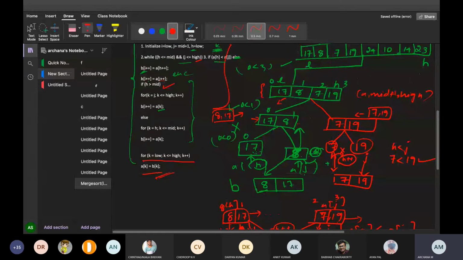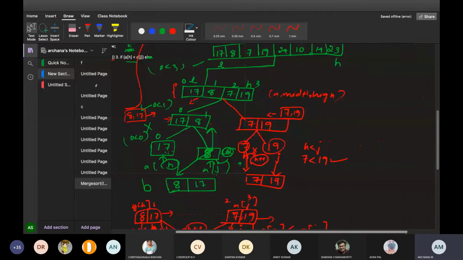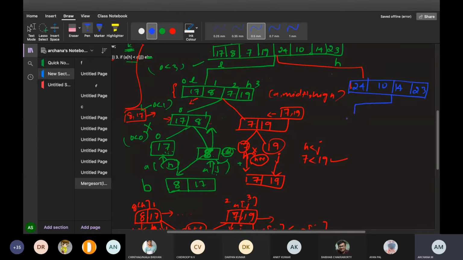Okay, now look here. This left hand side of the algorithm is done. Now again it will go to the right hand side of the algorithm. Again it will take this part now. Look here. Again the second part of the array will be taken, that is 24, 10, 14 and 23. Again this will be divided into two halves, and only the left hand side it will take. Again it will take 24, 10. Again this will divide into 24. Now only left hand side will be done.